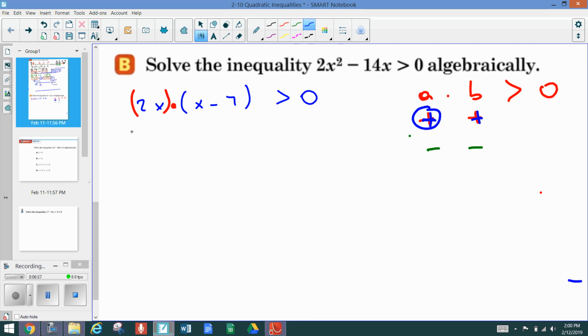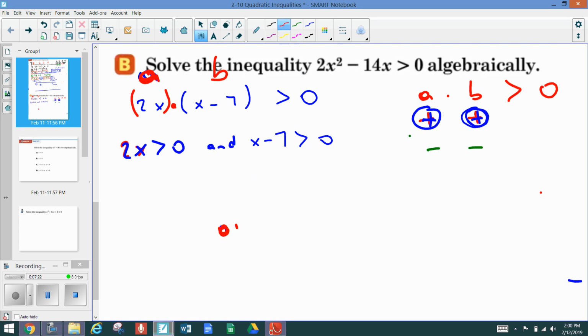Let me do the first one with the blue color. A is positive. How can you show A is positive? A is this. This is A. This is B. Tell me, 2x. Correct. And how about this? X minus 7 greater than 0.